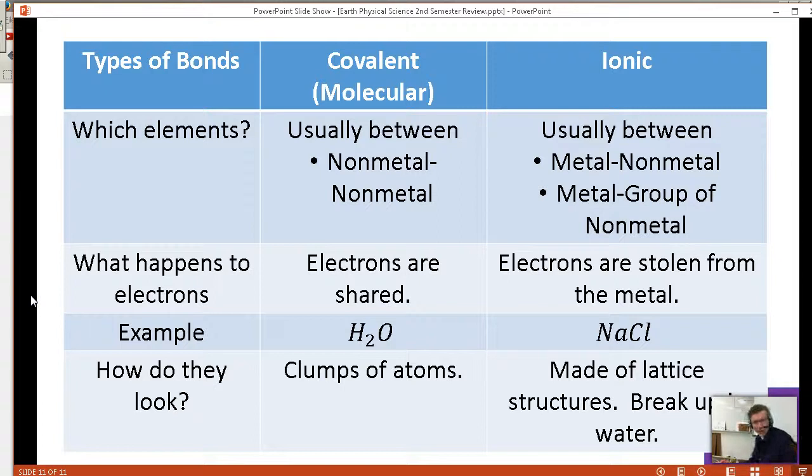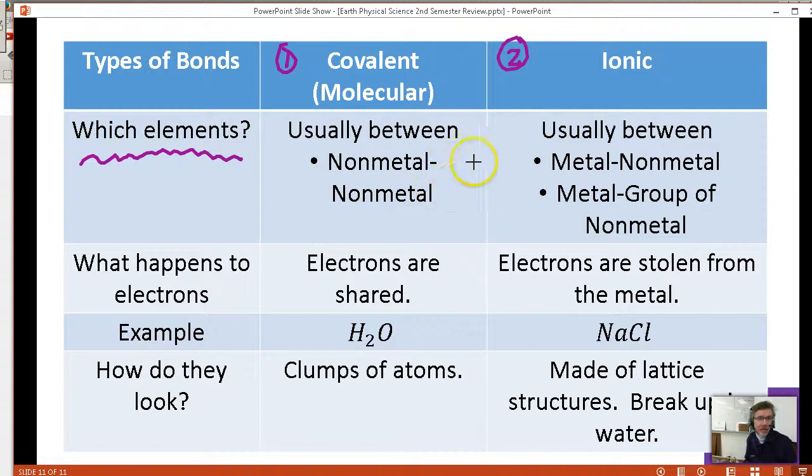So here is a summary of what we just talked about. There's types of bonds, 2 different ones, main ones that we're talking about. There's covalent molecular, and ionic. So the 2 types of bonds are 1, this one, 2, this one, ionic. They can be described in the following ways. Which elements generally come together, or how are these made up?